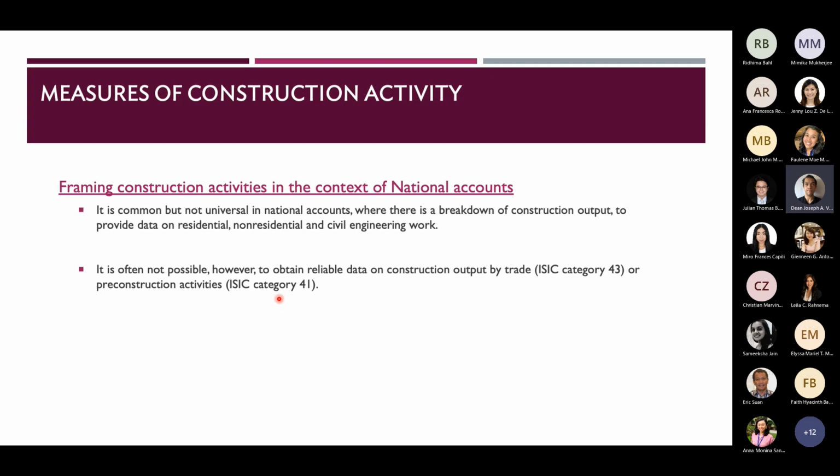It is often not possible, however, to obtain reliable data on construction output by trade or pre-construction activities. Why is this the case? It's because these activities are already embedded in the activities of the contractors. So seldom do you see contractors isolating their work in trade construction or pre-construction activities. Normally, contractors do their work from start to finish, and they subcontract if the work has to be finished within given resources and a given amount of time for the project. So, in terms of ISIC, while it's convenient analytically to break this down, functionally in real life, data compilation and collection might be difficult given the nature of the construction industry.